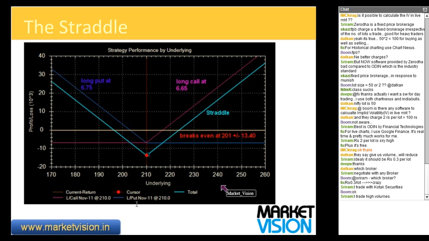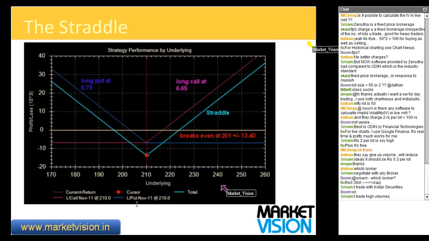Now you also have a straddle and strangle. I mentioned these in the Market Vision newsletter. This is buying a strangle. I like DLF. I'm going to buy a 210 call. I'm also going to buy a 210 put. One at 675, one at 665. My break-even point is 210. This is not 201. This is 210. It's a spelling mistake. I'm sorry. Plus minus 13 rupees 40 paisa, which is the sum of the premium. So below 197 approximately, I make a profit, and above 223, I'll make a profit. Sorry, this is 223, and this is 197.